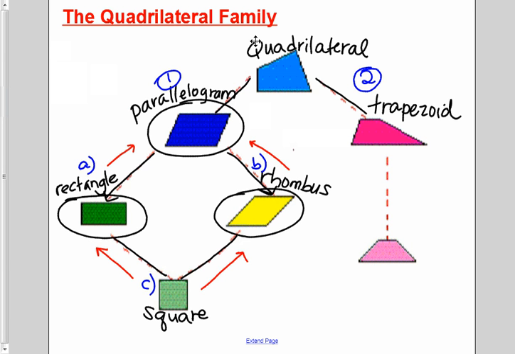Okay, and then the trapezoid can also have a scenario where it's an isosceles trapezoid, meaning it's got two congruent sides. So this also works backwards, right? An isosceles trapezoid can be a trapezoid, but we can't say that every trapezoid is isosceles unless it has those two congruent sides. So there's specific properties that you'll learn more about these. But this is essentially the quadrilateral family.